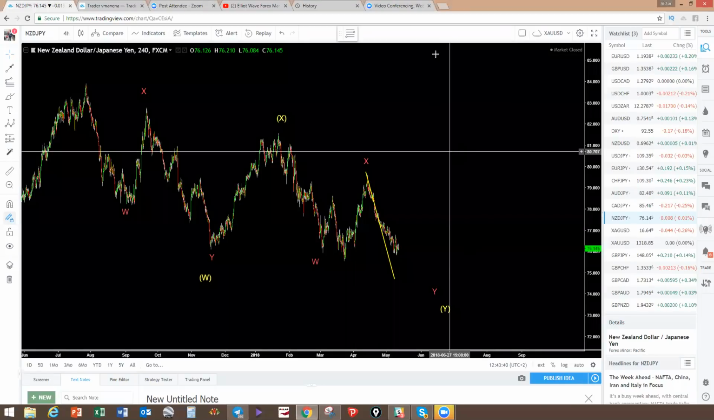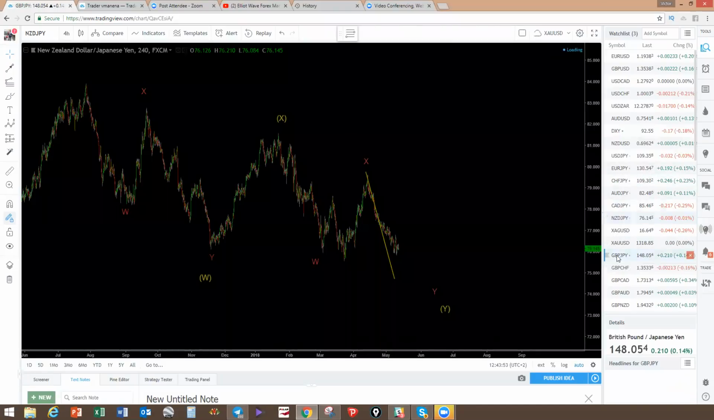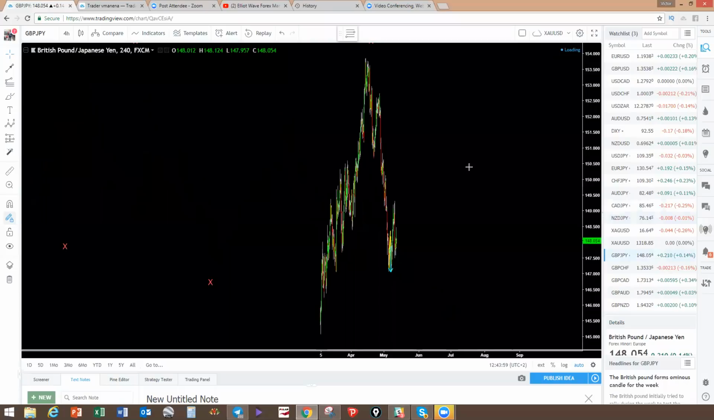Okay, that is New Zealand. I think we're done with all the yen pairs. Okay, am I missing any yen pair? Pound JPY. Pound JPY. Right, thanks, John. I'm gonna do silver and gold now.